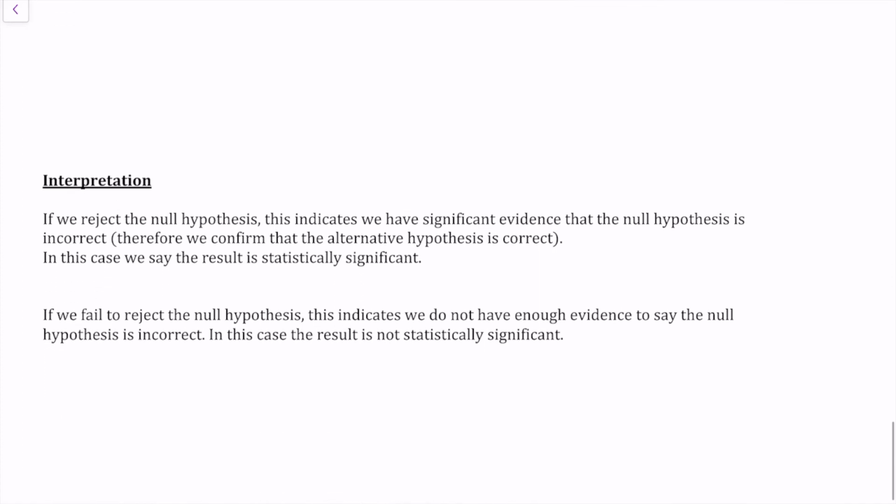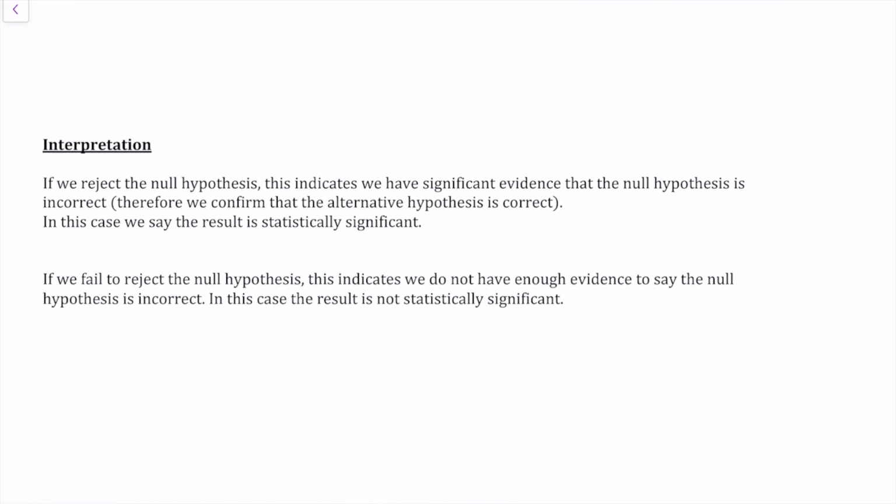Okay, lastly, folks, the interpretation. So we've done all this. We've decided we either reject the null hypothesis or do not reject the null hypothesis. What in the world does that mean in the context of our problem? Well, it means this, guys. If we reject the null hypothesis, and I want to remind you, this is the case where the p-value is less than the level of significance, okay, so in order to reject the null hypothesis, this indicates that we have significant evidence that the null hypothesis is incorrect. Therefore, we can confirm that the alternative hypothesis is correct.